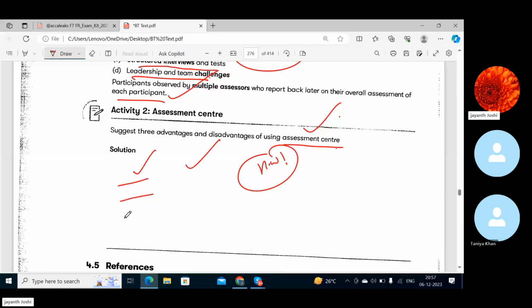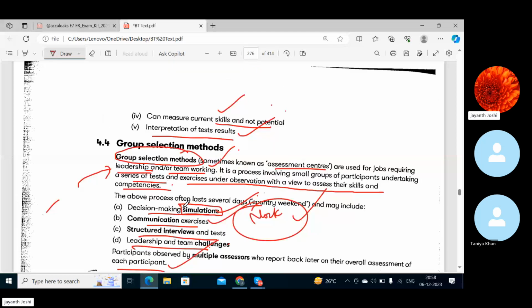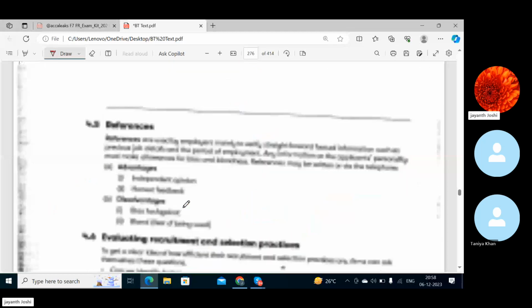And we have seen here, right? A lot of challenge. What one more disadvantage can you put here? The candidates will not get proper feedback. Candidates may feel affronted, as we have seen here. And the candidates may be skilled, but they may not have that potential at times. What can be the third disadvantage?